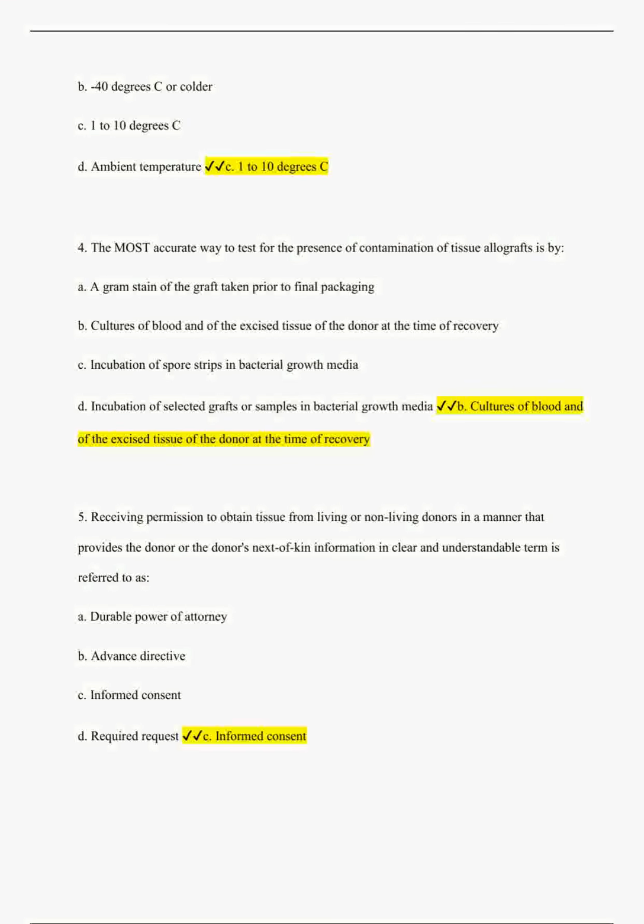5. Receiving permission to obtain tissue from living or non-living donors in a manner that provides the donor or the donor's next of kin information in clear and understandable terms is referred to as: A. Durable power of attorney. B. Advance directive. C. Informed consent. D. Required request. Answer: C. Informed consent.